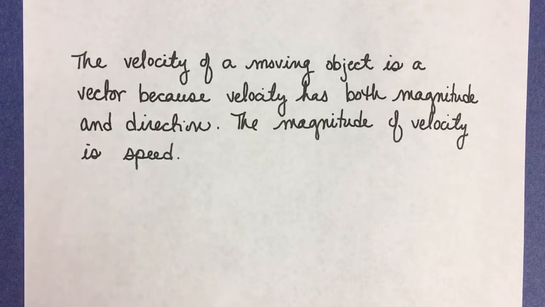Okay, here's a statement that you need to know as far as working the next problem that we're going to work. The velocity of a moving object is a vector because velocity has both magnitude and direction. So the magnitude of velocity is simply thought of as speed. So when you're asked about the magnitude of velocity, in that case magnitude is also just thought of as speed.